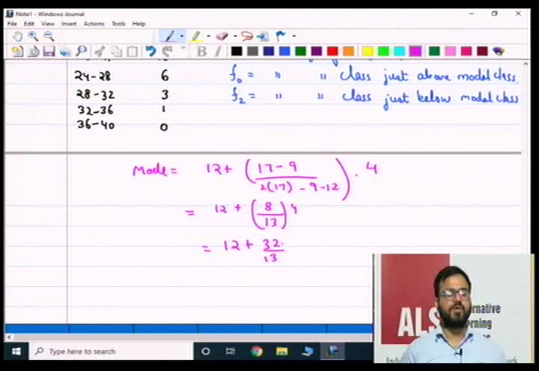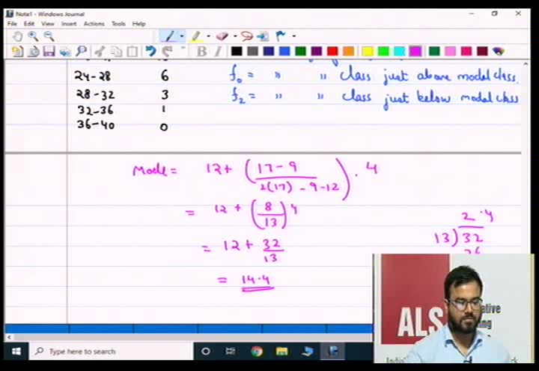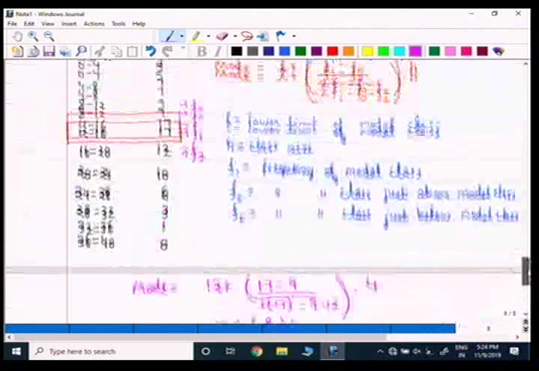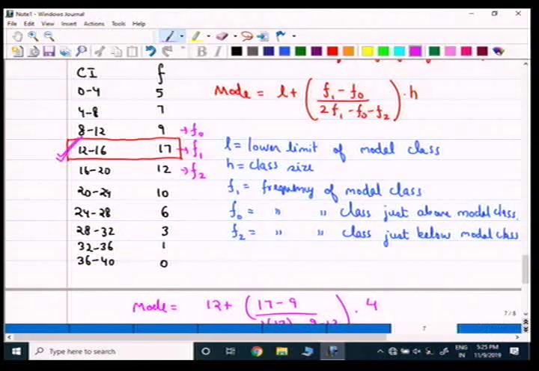So it is 32 over 13, and if we calculate 32 over 13, in decimal it is 2.4 something. Adding this to 12, it becomes 14.4. So 14.4 is called the mode, and whatever answer you are getting should lie in the modal class we have selected. So 14.4 is lying between 12 to 16. This is the answer.